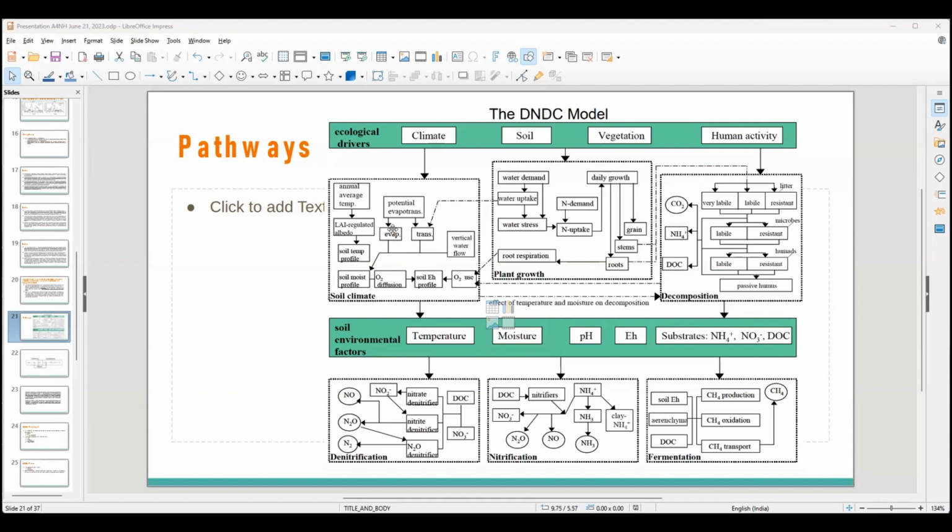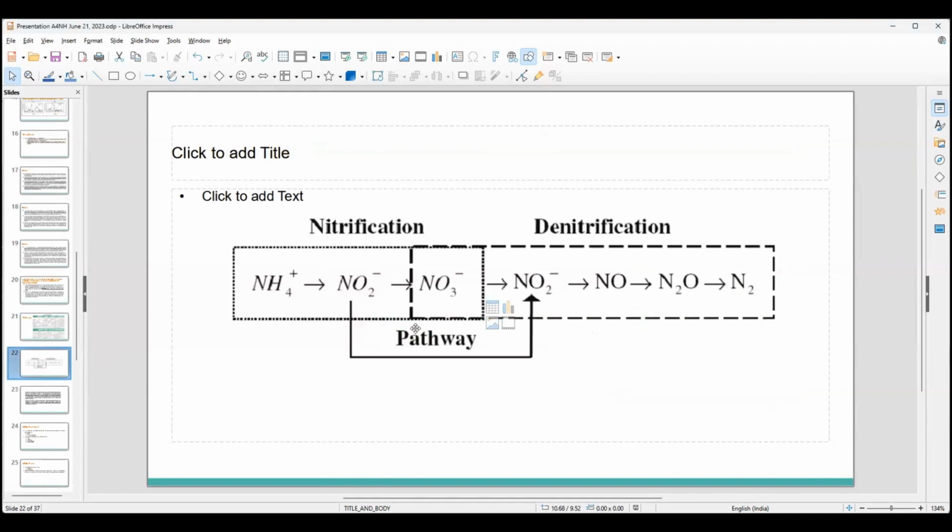The main ecological drivers are climate, soil, vegetation, and human activity. We have soil climate dynamics, plant growth dynamics, and we get to see how decomposition happens. Then the soil environmental factors: temperature, moisture, acidity, redox, and the different substrates. Then the processes of nitrification, denitrification, and finally fermentation. If you are interested, this is what nitrification and denitrification is all about: what gets broken down, and through different steps finally gets to nitrogen. These are the different chemical reactions, if you are interested in them.